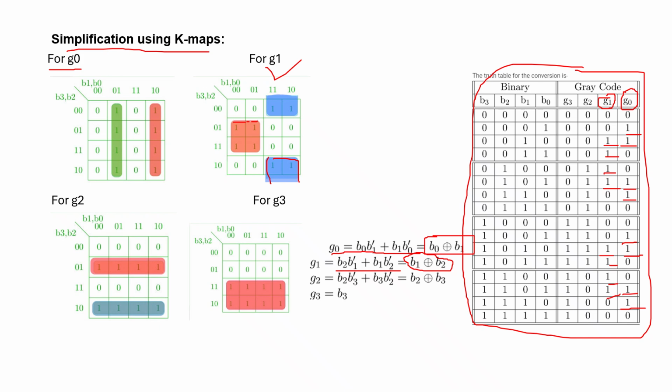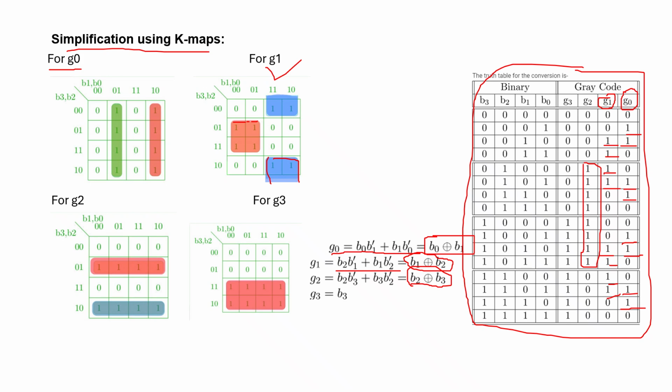Then for G2, what are the maximum variables? We check here: 4, 5, 6, 7, 8, 9, 10, 11. These 8 variables are the maximum variables. So substitute those variables. Here also we can make 2 quads. By making the 2 quads, the answer you get is B2 B3 bar plus B3 B2 bar. So the simplified answer using the XOR gate is B2 XOR B3.